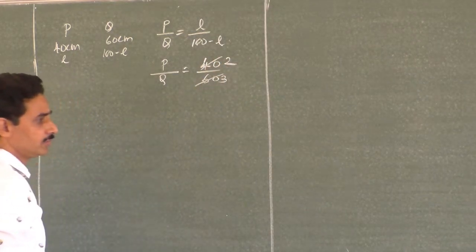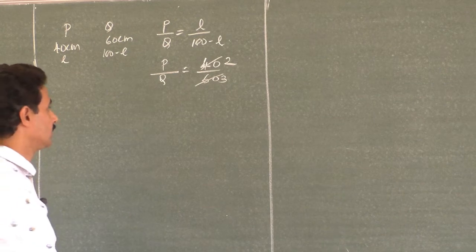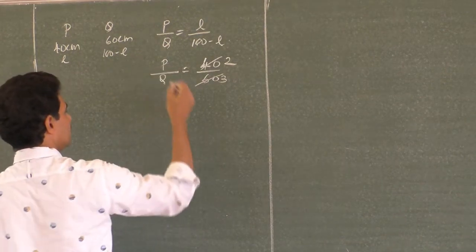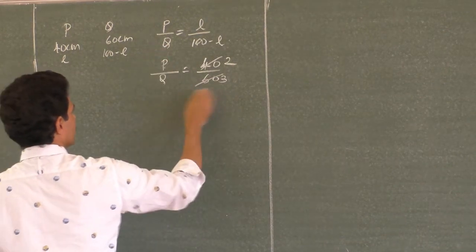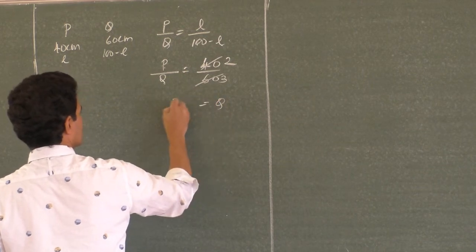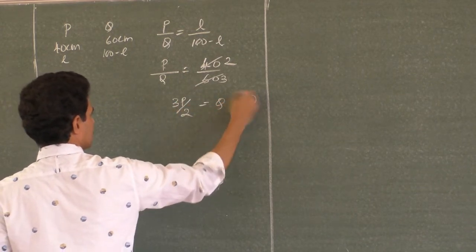They have asked you to find out the value of P, not Q. So I will substitute for Q so that P remains. So what is Q equal to? Q is equal to 3P by 2. So let it be the first equation.